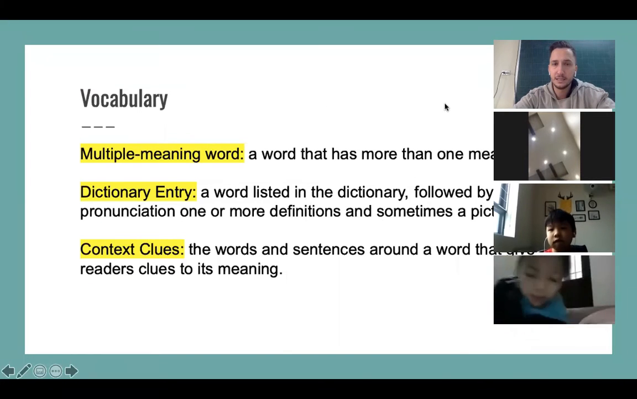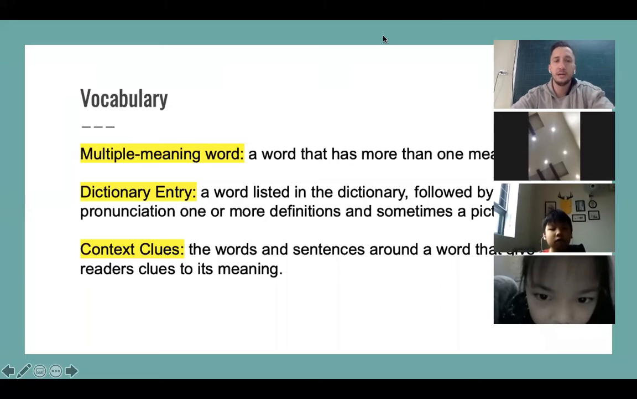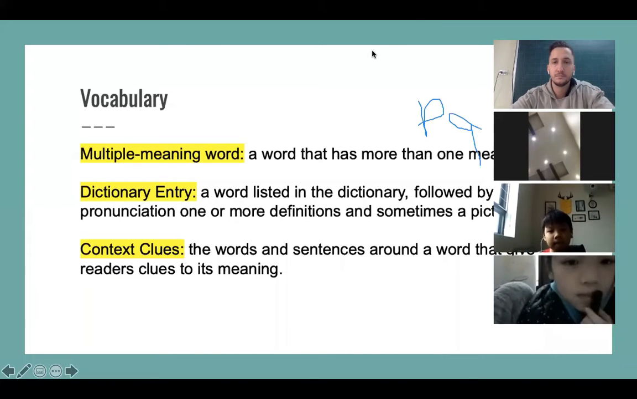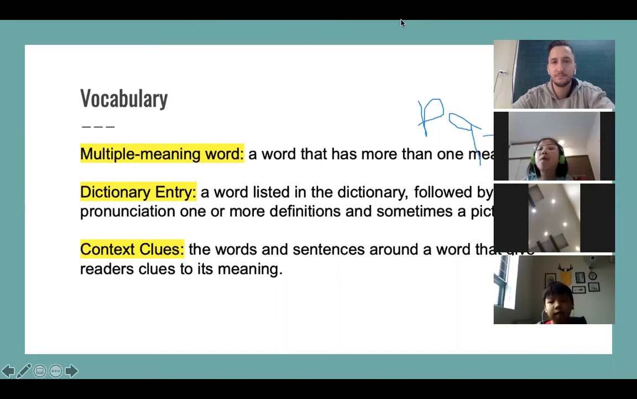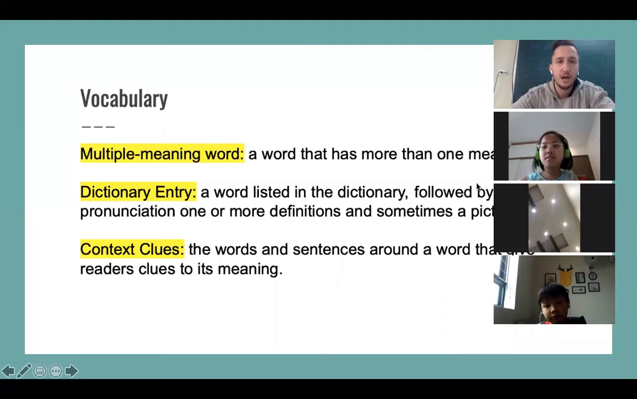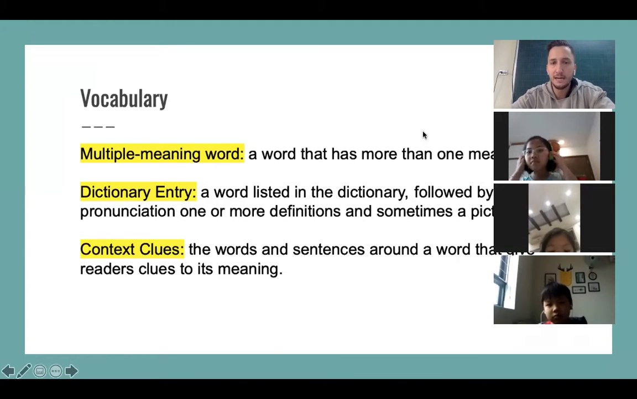All right, Cherry, thank you for adding that. Can you please read out the multiple meaning words definition? A word that has more than one meaning. Very good. So words that have more than one meaning, what that will mean for you guys is that when you go into a dictionary or look online, words have multiple meanings. Okay, the next term and definition, who would like to read that?